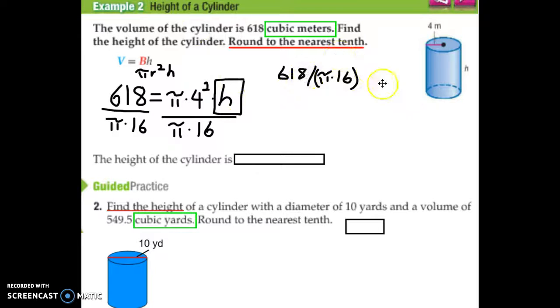Go and type that in your calculator, make sure you're doing it right, and getting an answer of about 12.3 meters. We're looking for the height, so it's not cubed. We're just looking for a distance. Okay, so this is how we work backwards. We're going to divide by the information they give us. All right.